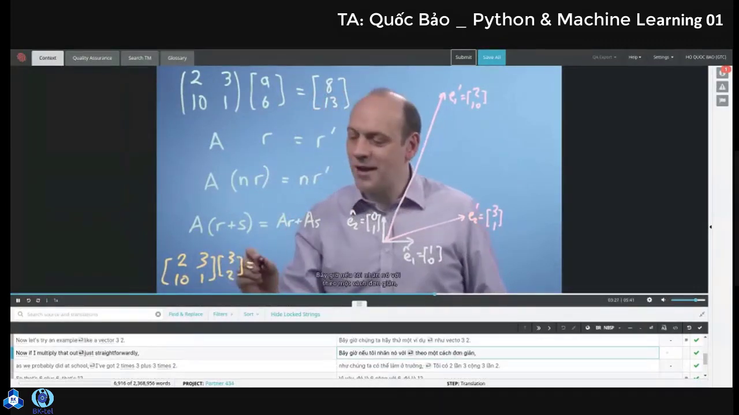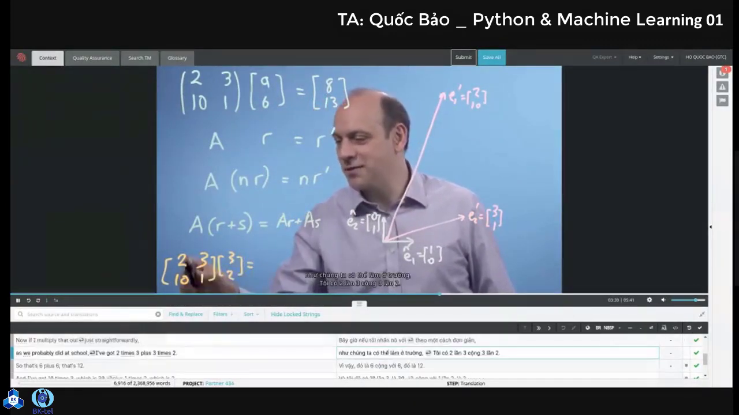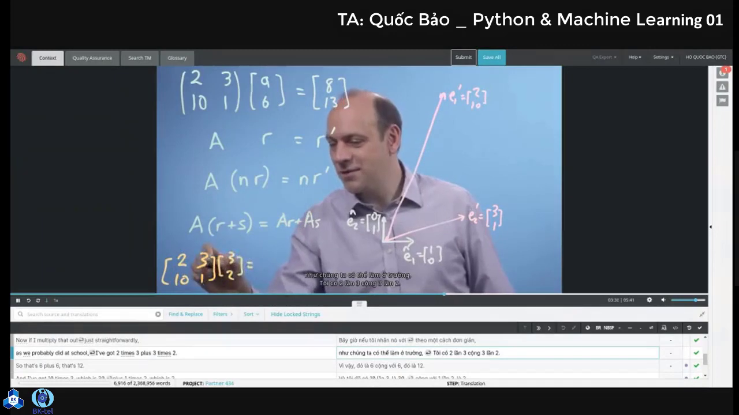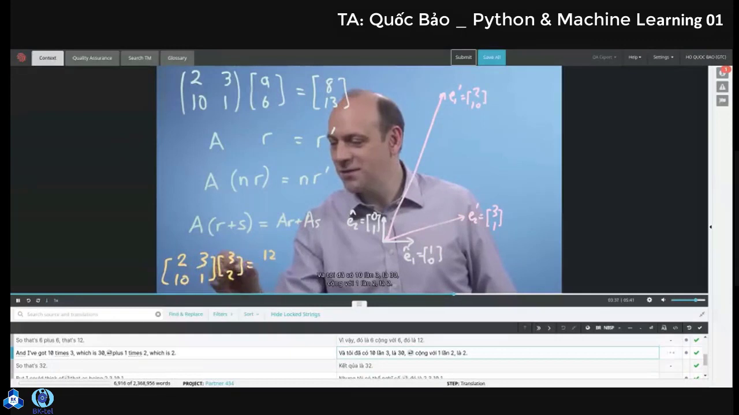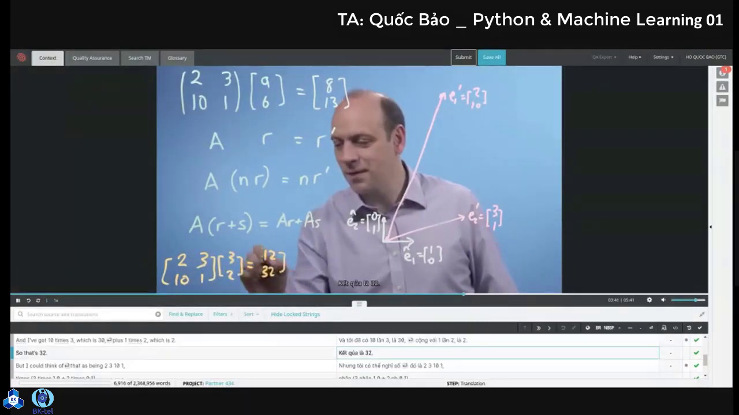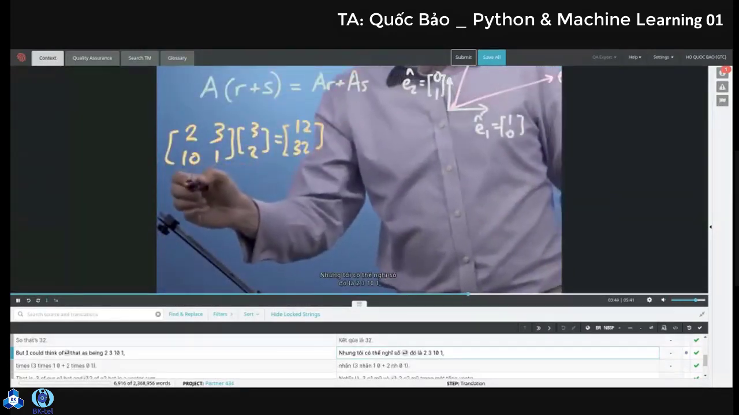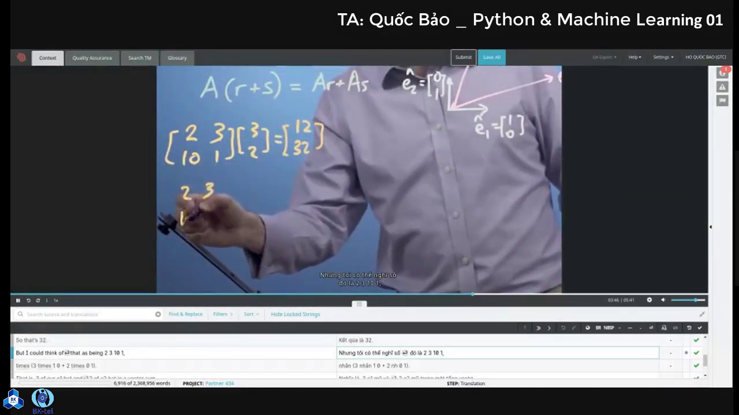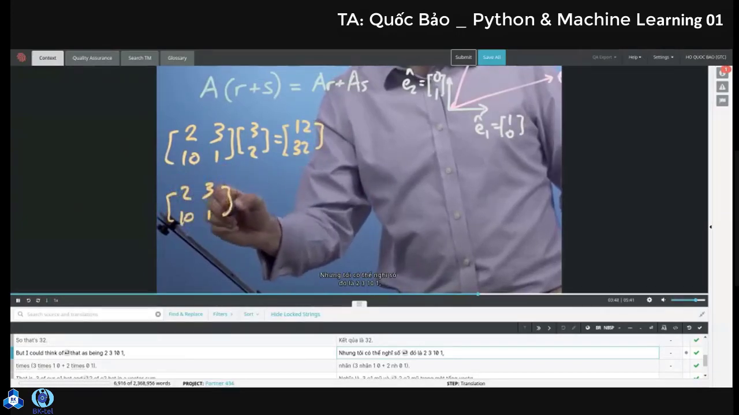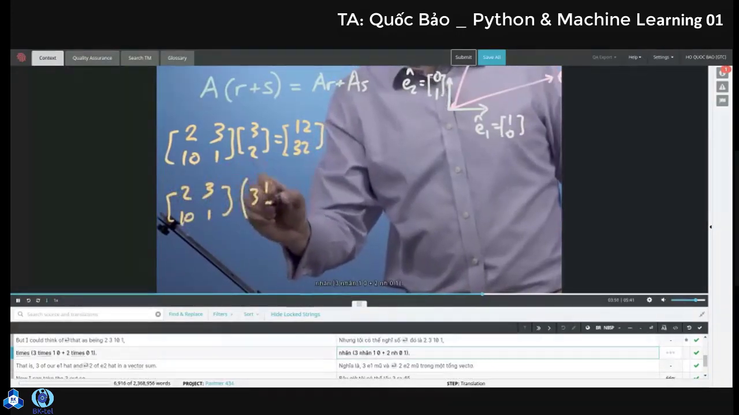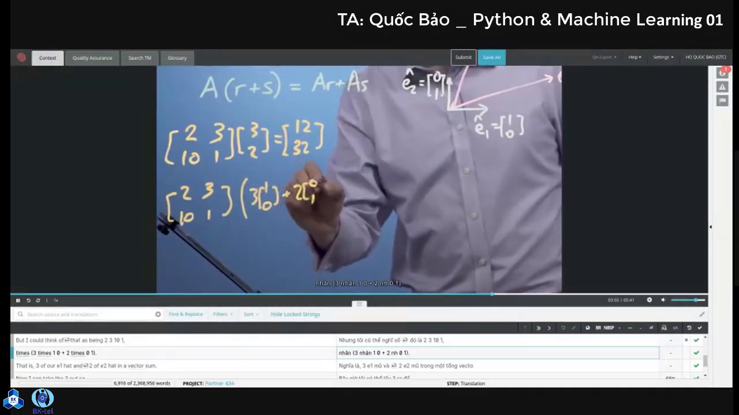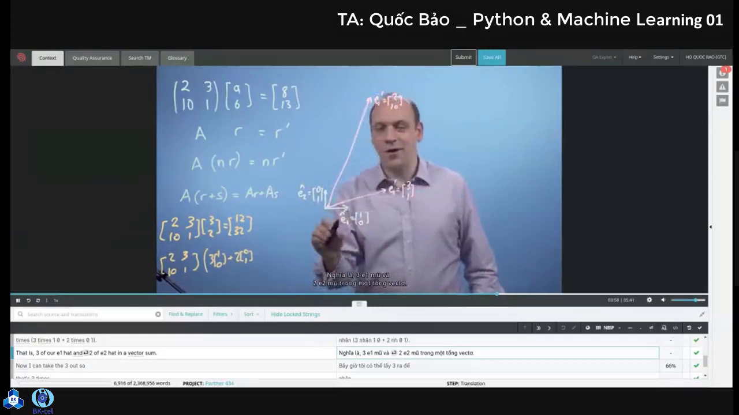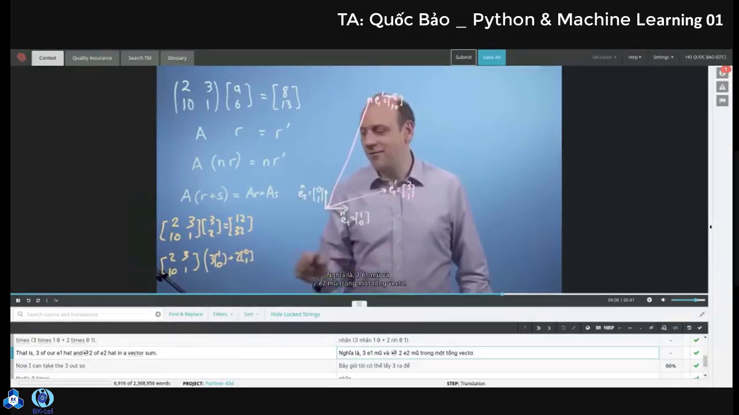Now if I multiply that out straightforwardly as we probably did at school, I've got 2 times 3 plus 3 times 2, so that's 6 plus 6, that's 12. And I've got 10 times 3, which is 30, plus 1 times 2, which is 2, so that's 32. But I could think of that as being the matrix 2, 3, 10, 1 times 3 times (1, 0) plus 2 times (0, 1). That is 3 of E1 hat and 2 of E2 hat in a vector sum.